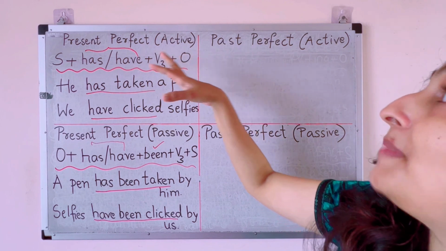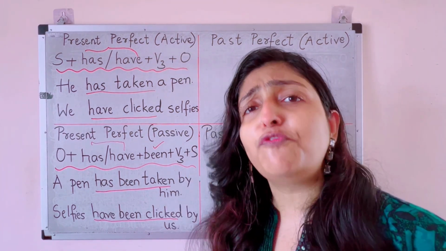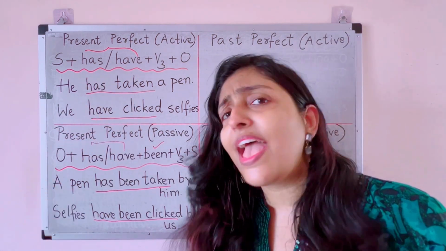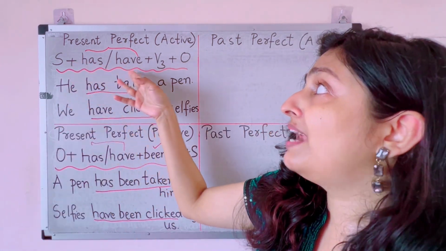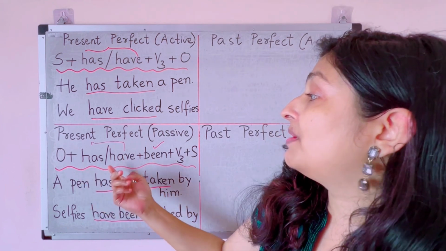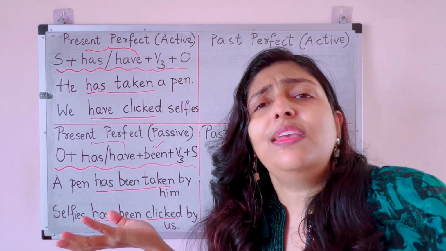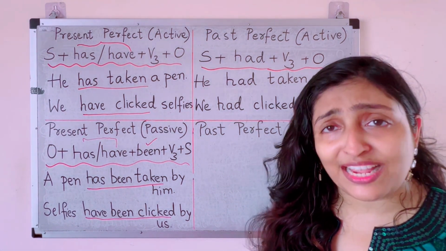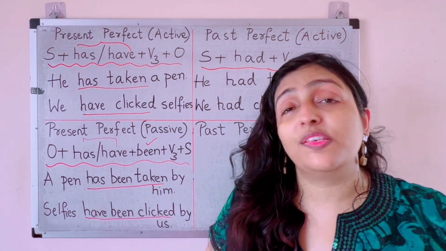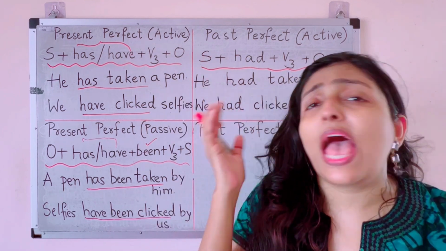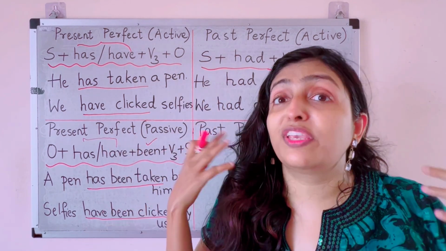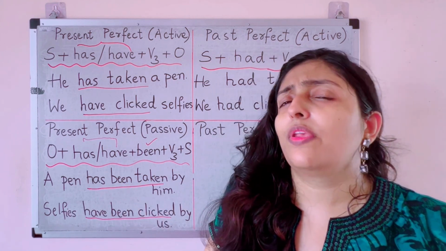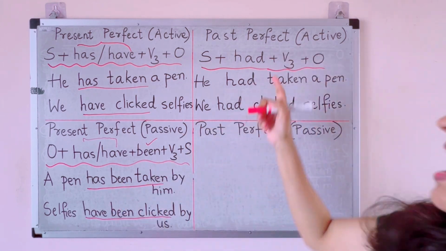Moving on to past perfect. Can you make your own formula? The past tense of has or have is had. Subject plus had plus V3. Object plus had plus been plus V3. That is the formula. Past perfect tense in active voice is the easiest because you don't have to be mindful or careful whether to use has or have. There is only one auxiliary and that is had.